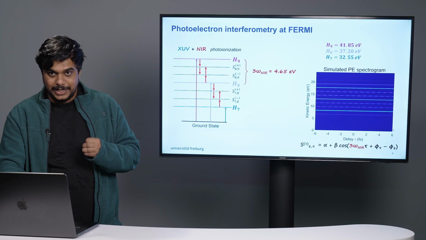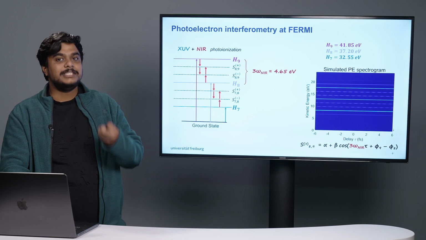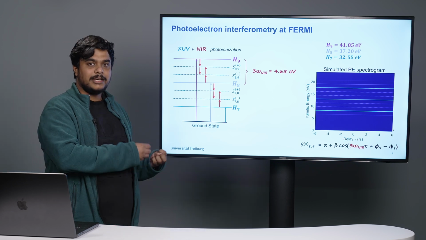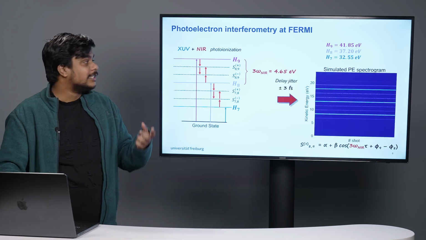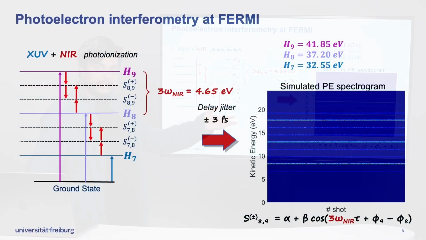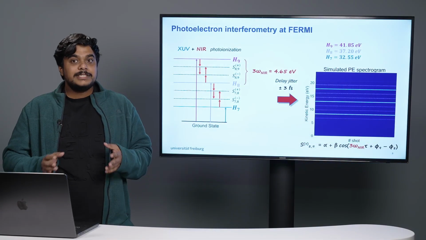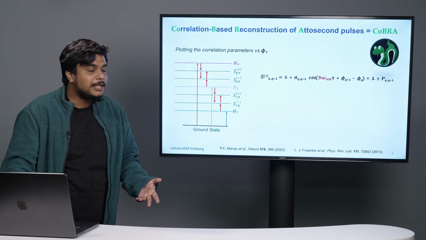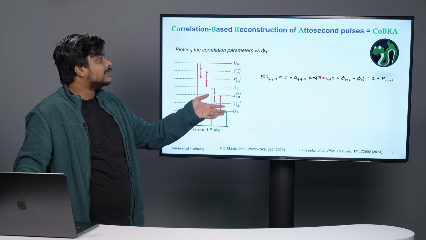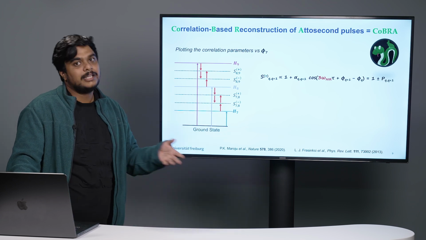But FELs generally have a timing jitter between the XUV and IR. In the case of Fermi, this is plus or minus 3 femtoseconds. Because of this jitter, what we record is just noise, as you can see here. Since we cannot improve this jitter, we implemented a new method called correlation-based reconstruction of attosecond pulses, in short COBRA.